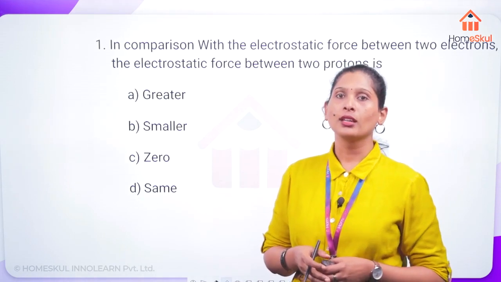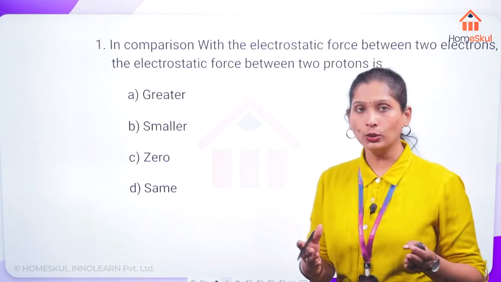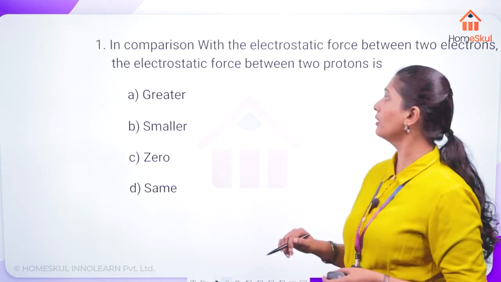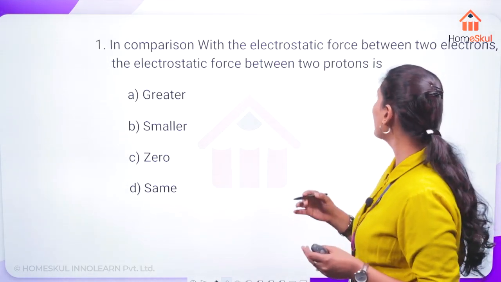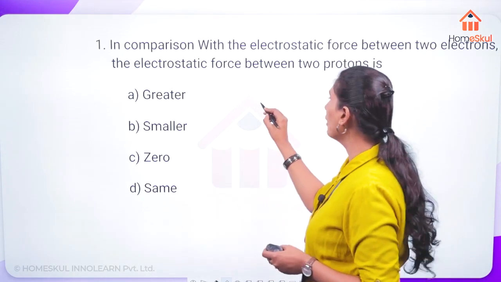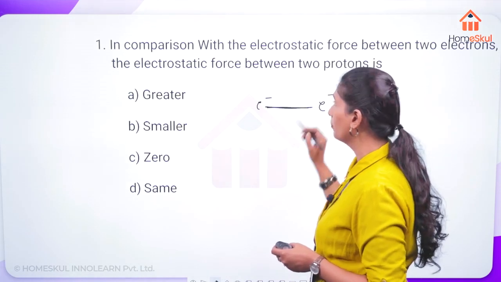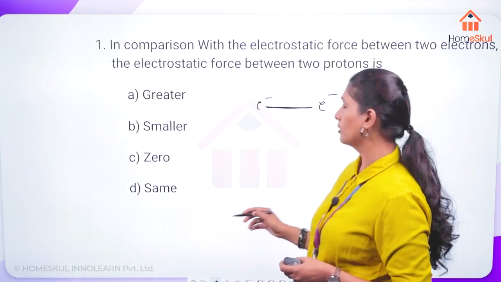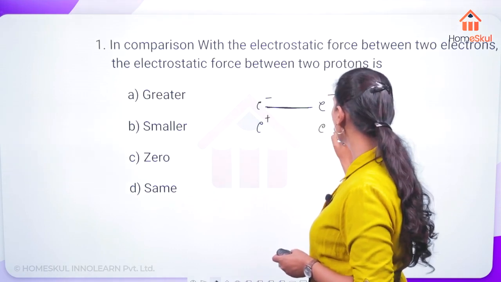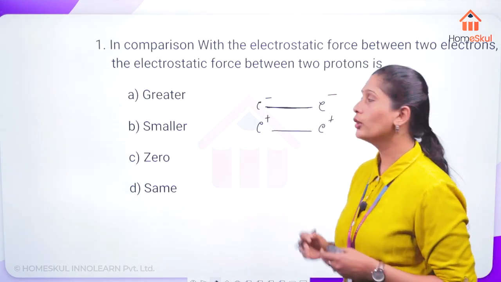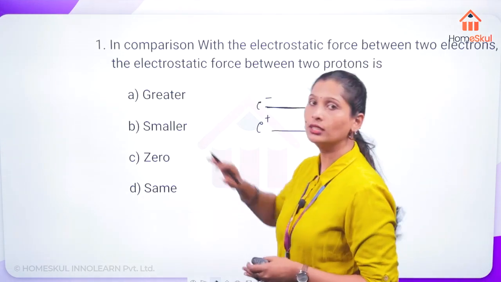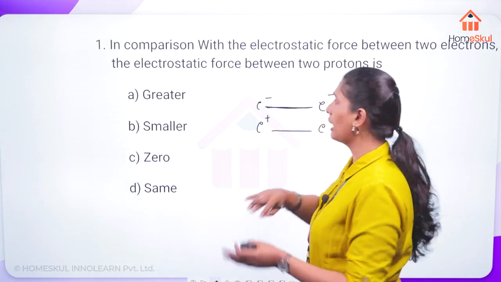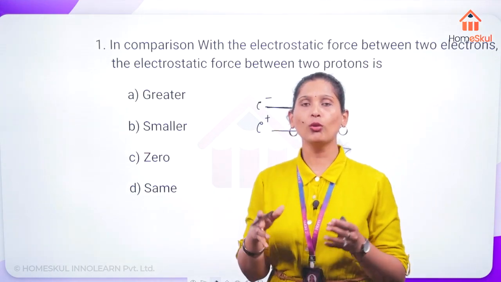There is a first question here. I'll go through the question. I want your answer in the chat box by naming A, B, C or D. The first question is: in comparison with the electrostatic force between two electrons, you have two electrons, the electrostatic force between them. If you compare it with the electrostatic force between two protons, do you feel that the force between two protons is greater, or smaller, or the value is 0, or is it the same as the force between electrons? What do you feel?